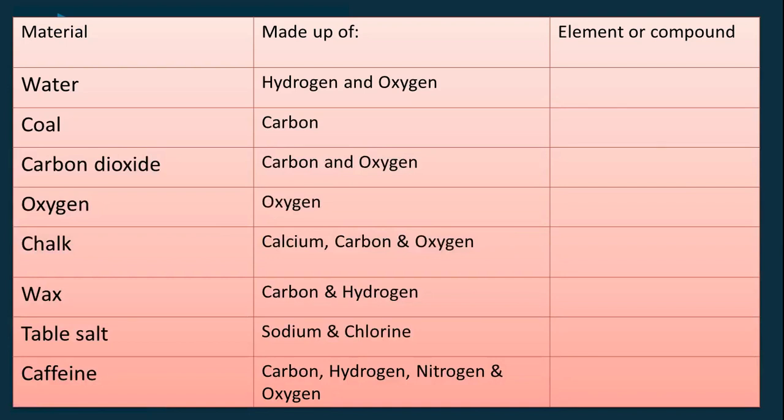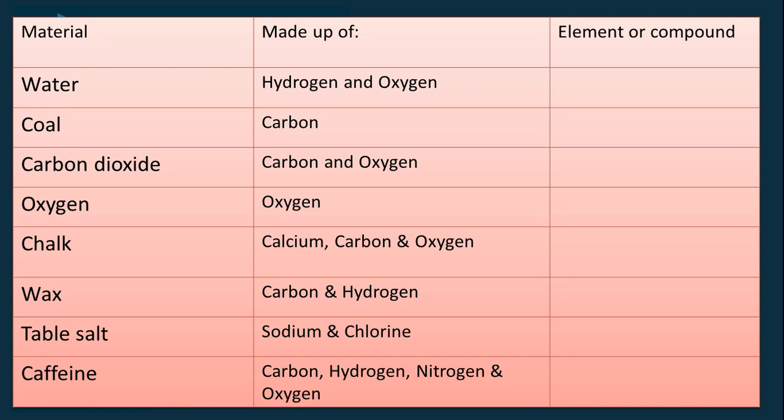Now, since you already have an understanding of elements and compounds, let's try this. Can you identify which is an element or a compound? We have water, made up of hydrogen and oxygen. Coal is made up of carbon. Carbon dioxide is made up of carbon and oxygen. Oxygen is made up of oxygen, of course. Chalk is made up of calcium, carbon, and oxygen. Wax is made up of carbon and hydrogen. Table salt is made up of sodium and chlorine. And caffeine is made up of carbon, hydrogen, nitrogen, and oxygen.